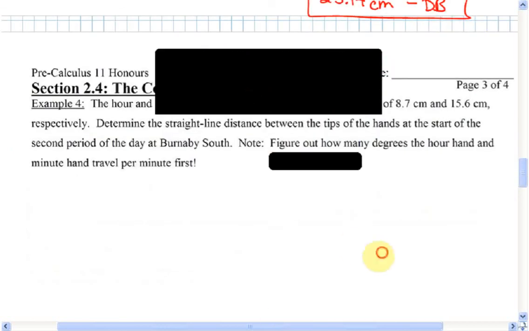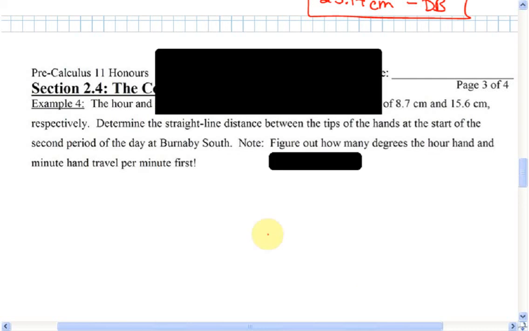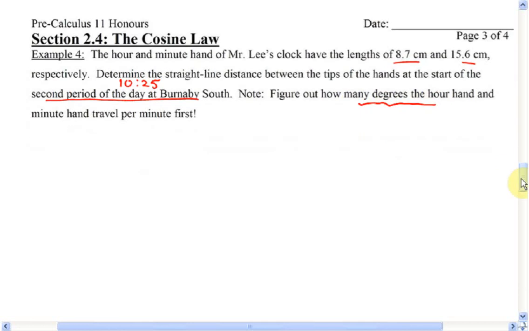Okay. Now, let's take a look. I've got this question here. Here's what I'm going to ask you to do. Let's draw a picture first, and then I'm going to give you some hints as to how you can solve this by looking at the degrees per hour and all that kind of stuff. But let's draw a picture first. Draw a clock for me, please. Do the best you can.